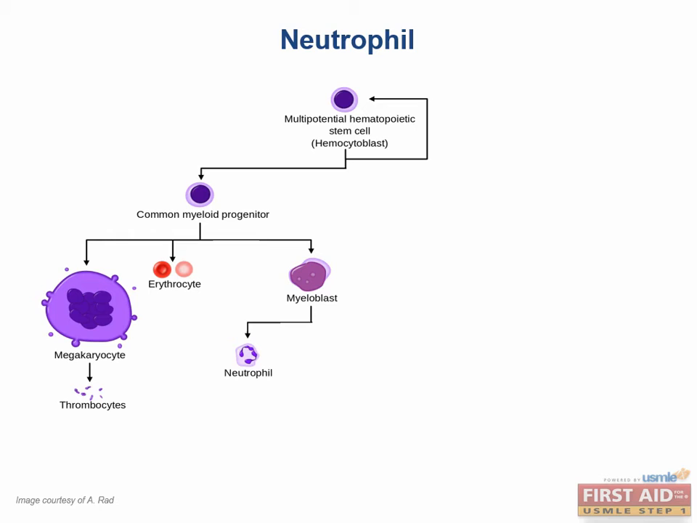Neutrophils are derived from the myeloblast and are the most common type of leukocyte, making up 54 to 62% of WBCs. They are found in the blood and tissues and take part in the acute inflammatory response. Do you remember from pathology which of the two major classes of immunity the acute inflammatory response falls under?